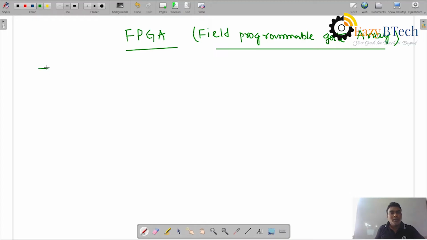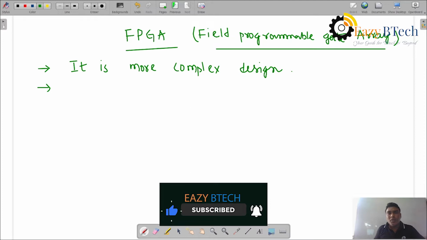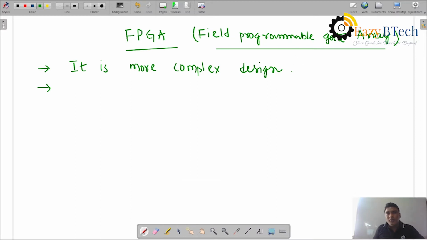It is a more complex design because it has millions of gates, millions of logic blocks.